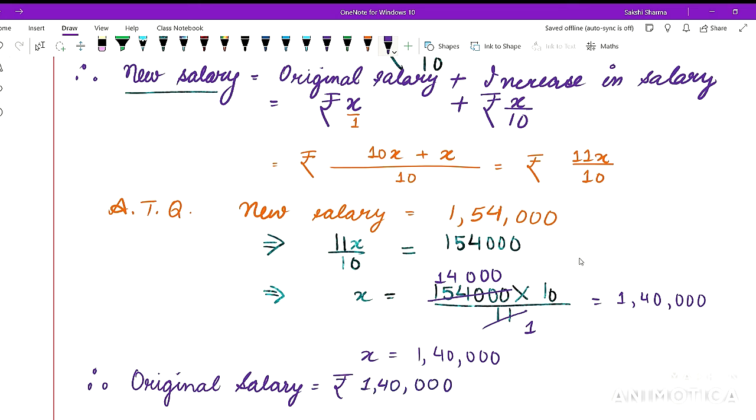The original salary is 1,40,000. If you want, you can also check your answer. They are saying that this salary increased by 10%. So 10% of 1,40,000 comes out as 14,000. So what will the new salary be?